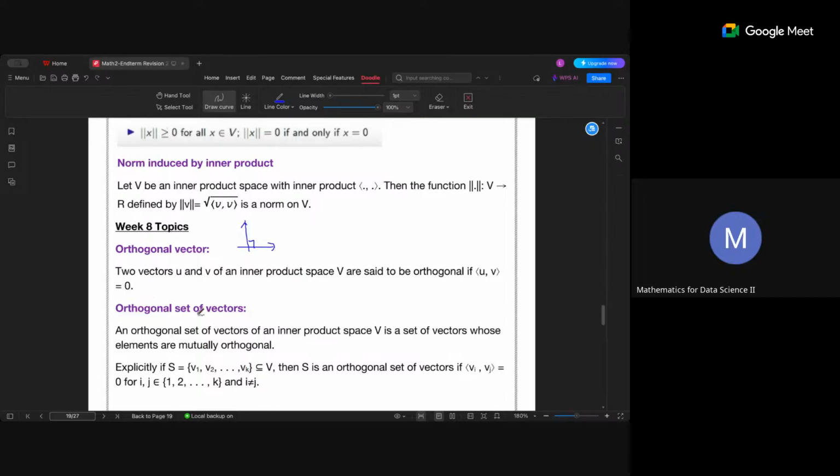Okay, and a set of vectors, you call it orthogonal if the inner product of (vi, vj) equals 0 whenever i and j are not equal. For different vi and vj, the inner product should be 0. So then that set is called an orthogonal set.